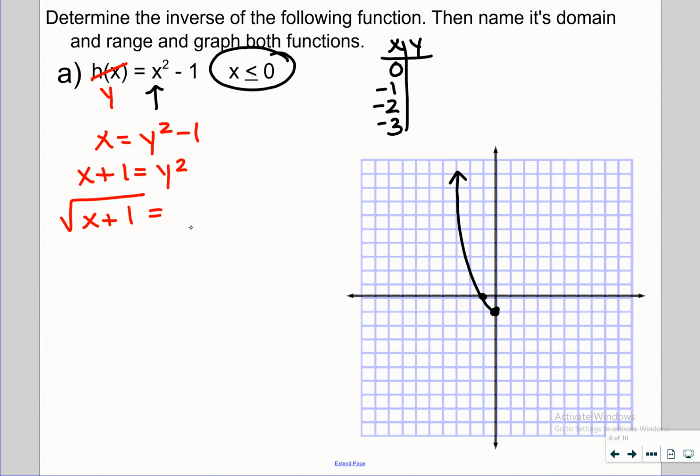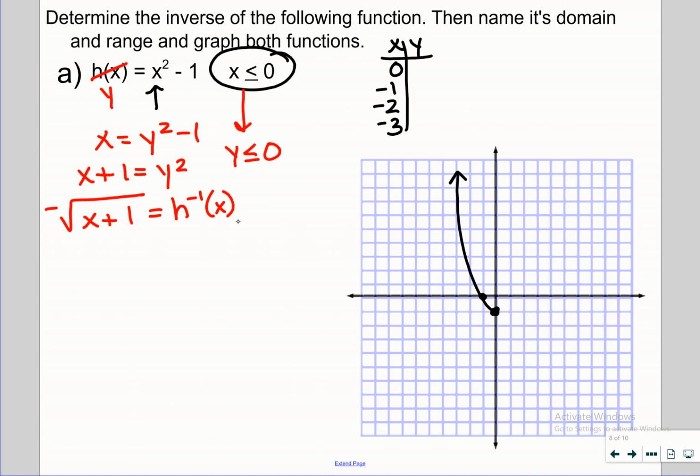Now, normally, when we take the square root of something, we put a plus or minus in front of it. I don't want both of them, because if I do both of them, it's not going to pass the vertical line test or the horizontal line test. It's going to be a hot mess. When I switch the x and the y, I'm also switching that guy to a y, which means I only want y's that are less than 0. So that tells me what to use, a plus or a minus. Well, I only want ones that are less than 0, so I want a minus. And that is h inverse.